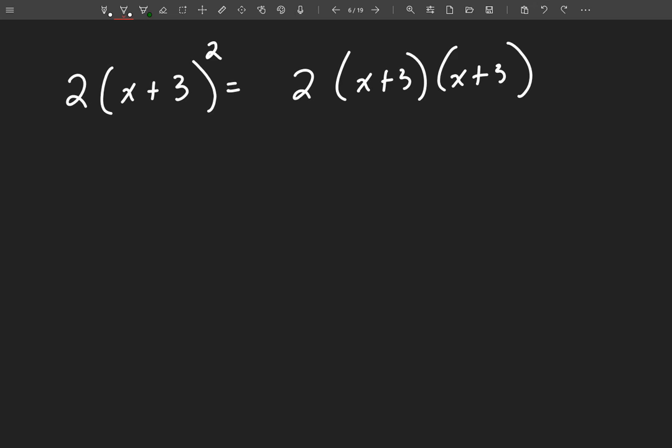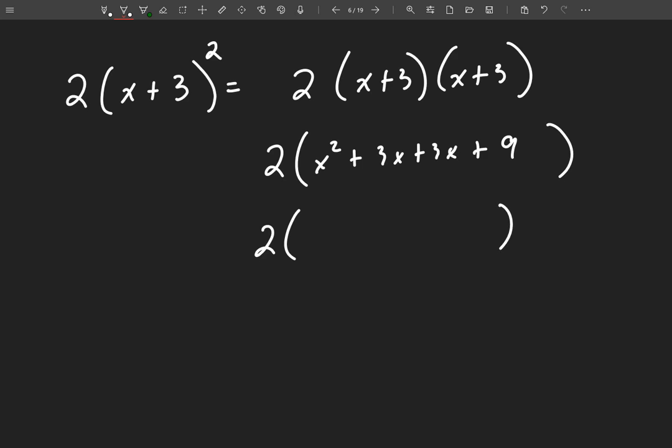So what I would suggest doing is leaving the 2 alone and then multiplying all these things in here just like we did before. That's really one of the best methods, as long as you just don't distribute the 2 first. Definitely don't do that. All right, so x squared plus, so x times x is x squared, x times 3 is 3x, 3 times x, 3x, and 3 times 3, 9.